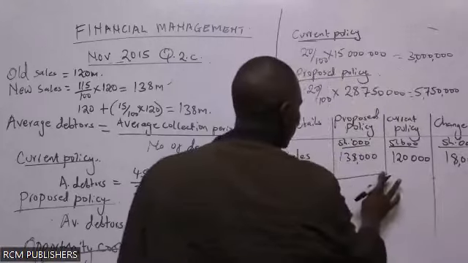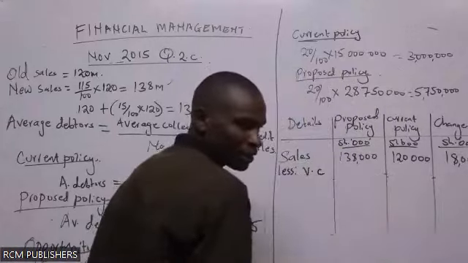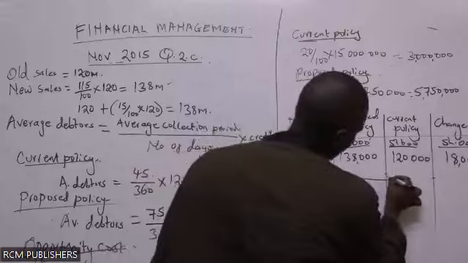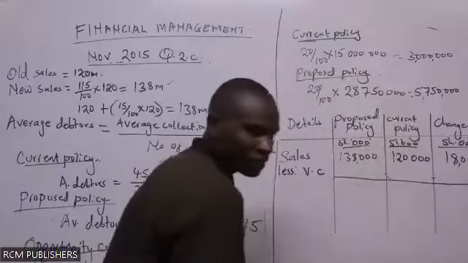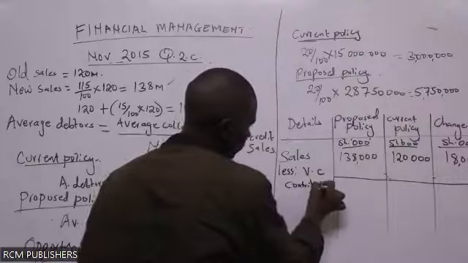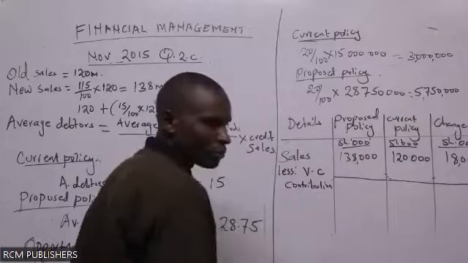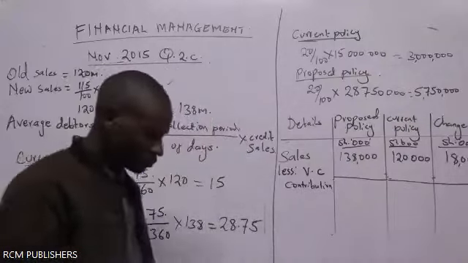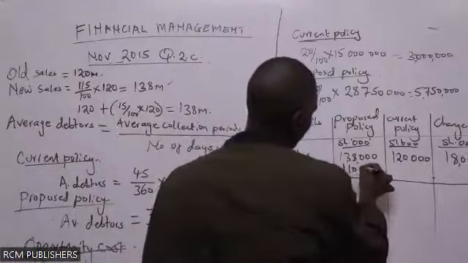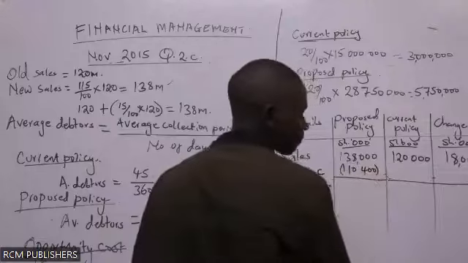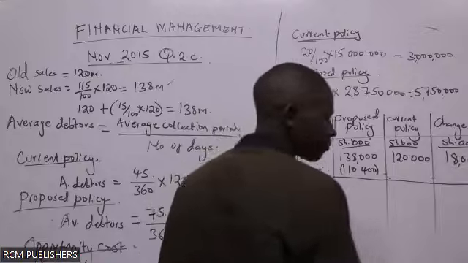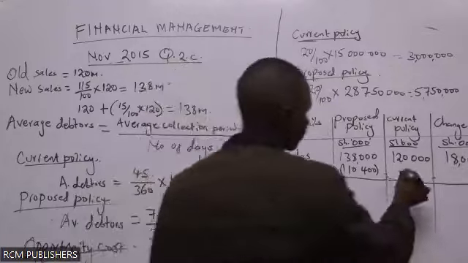Hiyo ya kwanza, 80% of 138 itakuwa ngapi? Then this would be my contribution. Patia hiyo. 110,400. Thank you. Hii huwa tunatoa. What about for the current policy? Current policy, 96,000.